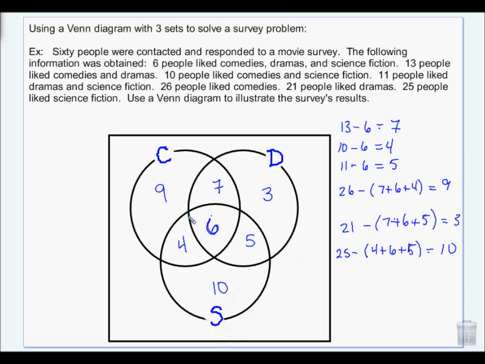Now, we need to see, there were 60 people contacted. So we need to figure out what number goes out here. So I'm going to take that 60 and I'm going to subtract every number that's in here. And that equals 16. So 16 people that were surveyed do not like comedies, dramas, or sci-fi.